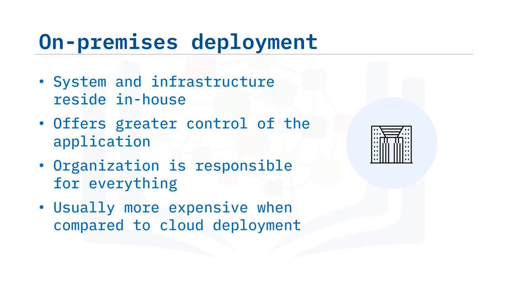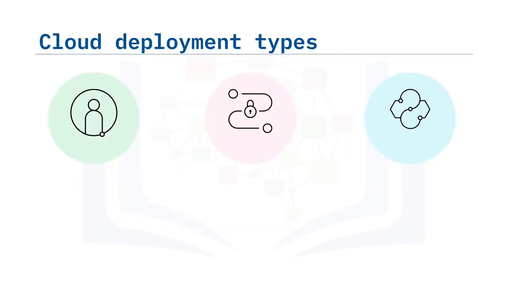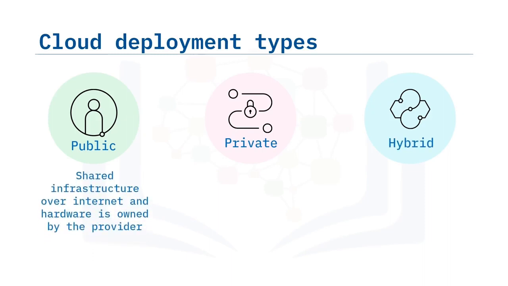So let's discuss cloud deployments next. There are three types of cloud deployment models: public, private, and hybrid. The public cloud is when you leverage the software supporting infrastructure over the open internet on hardware owned by the cloud provider. That hardware and the associated services are shared with other companies. Public cloud providers include Amazon Web Services, or AWS, Microsoft Azure, Google Cloud Platform, and IBM Cloud. The public cloud is the most common due to its scalability and cost.